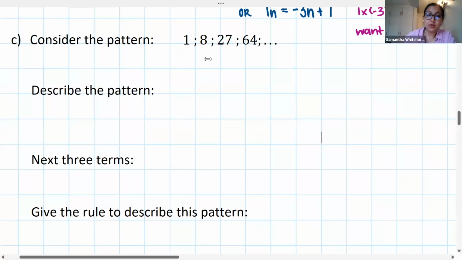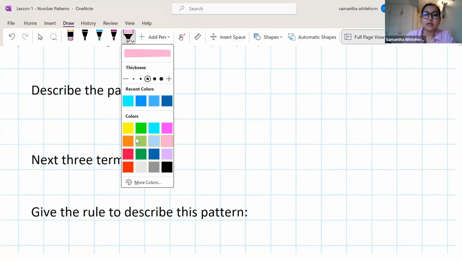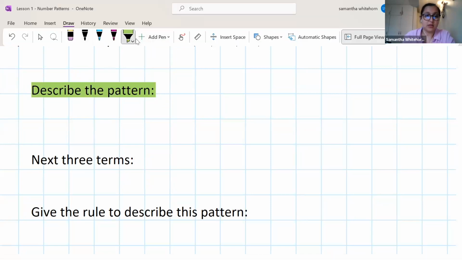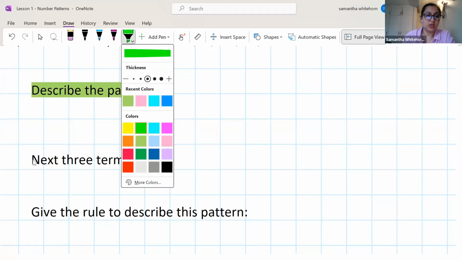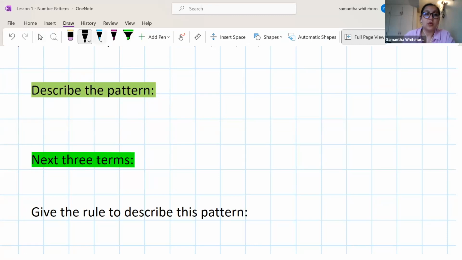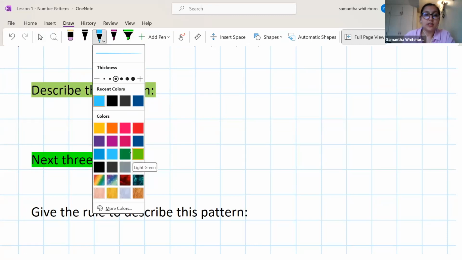All I want from you guys right now is to try and, we've used pink already. Okay, let's go green. All I want you to try is to describe the pattern. If you feel really confident that you can answer the next 2, you can. So all I want from you is to describe the pattern and give me the next 3 terms. Because if you know what the pattern is, then you can give the next 3 terms. So I want you to try those first 2 questions for me.